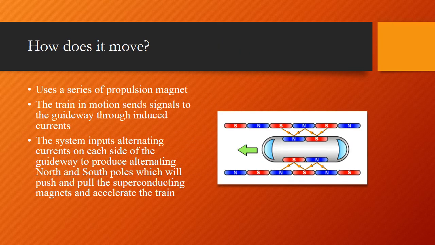The last and most important concept in maglev trains is getting the train to accelerate. The way that electrodynamic suspension goes about this is through a series of propulsion magnets. As the train moves along the guideway, it sends signals through the induced currents that tell the system to input alternating currents on each side of the guideway in order to produce alternating north and south poles, which work together to push and pull the superconducting magnets, thereby accelerating the train.